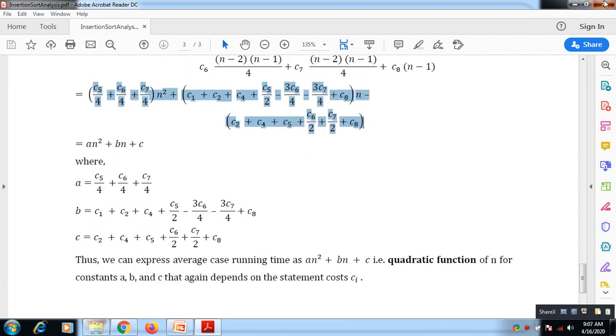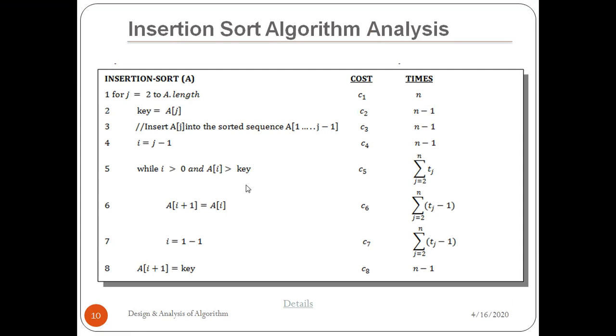So after analyzing the insertion sort algorithm, we can say the best case time complexity of insertion sort is order of n, or proportional to the input size n, and the average and worst case time complexity of insertion sort is order of n square, or proportional to n square, where n is the input size. Input size means the number of elements present in the given array.